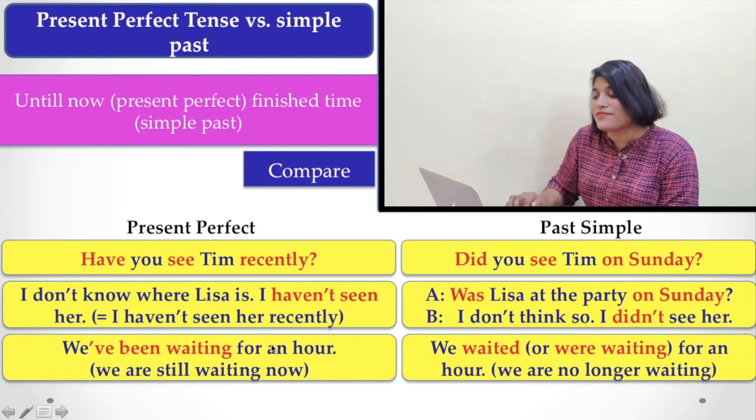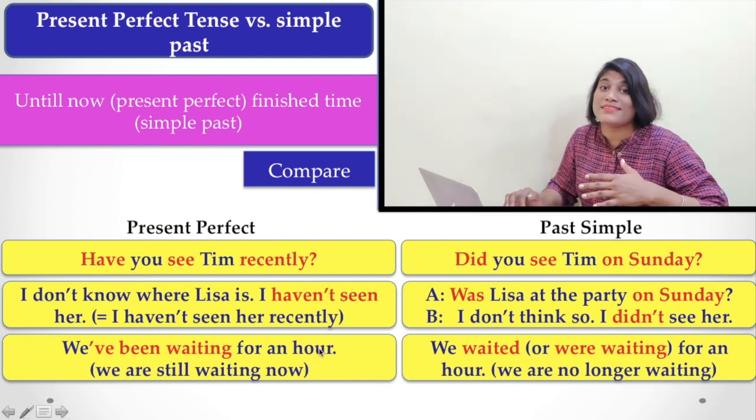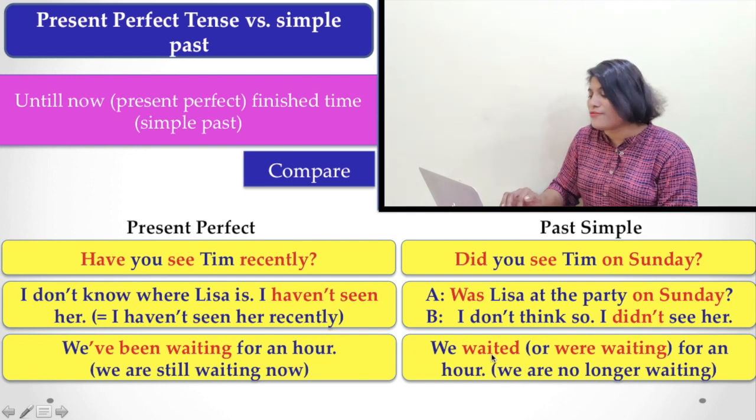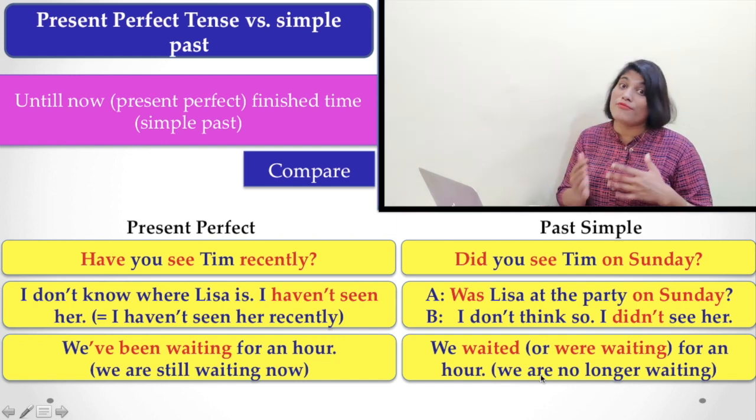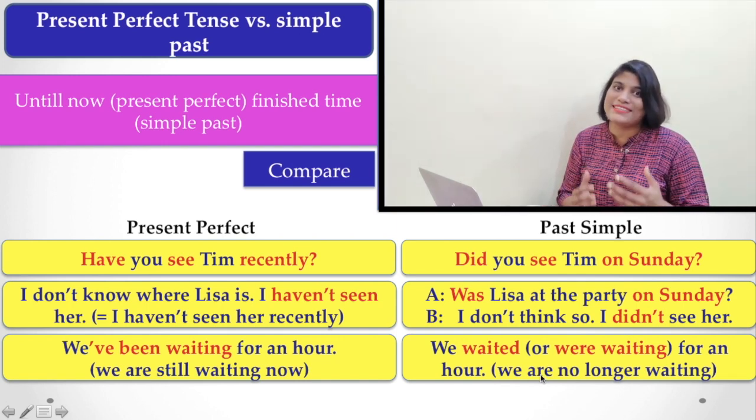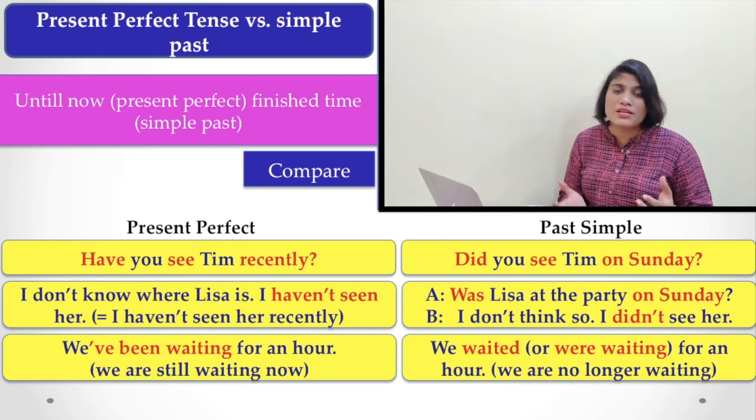We have been waiting for an hour. Now we are still waiting. And we waited, or were waiting, for an hour. That is, we are no longer waiting now. The present situation is that I am not waiting or we are not waiting.